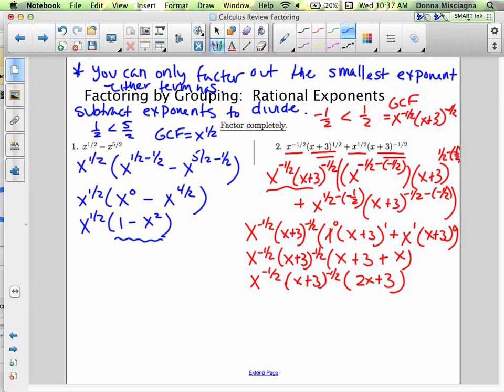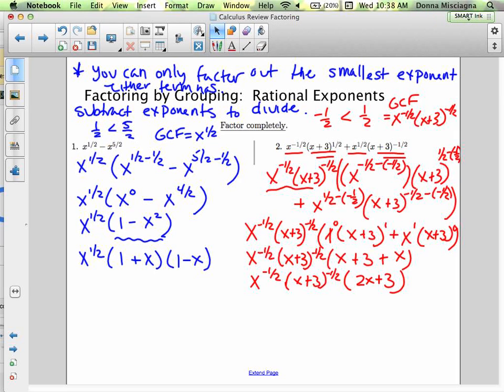This is factorable. This is a difference of squares. So we have x to the 1/2. Factoring a difference of squares would just be square root plus square root, minus square root. So 1 plus the square root of 1 is 1, the square root of x squared is x, times 1 minus x. There we go. Now that one looks good.